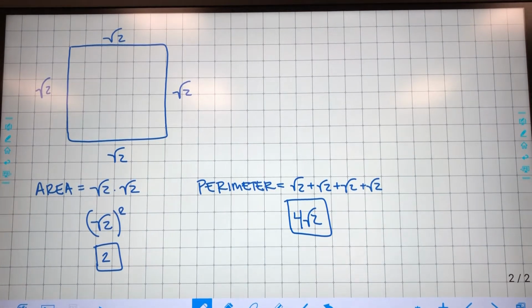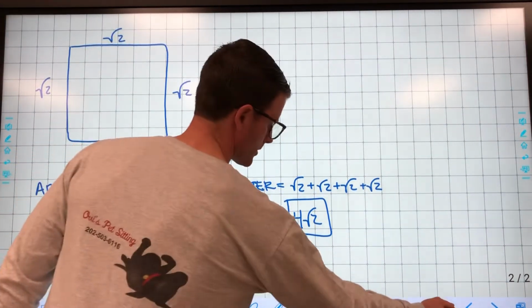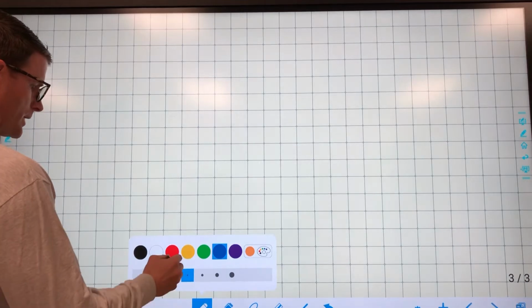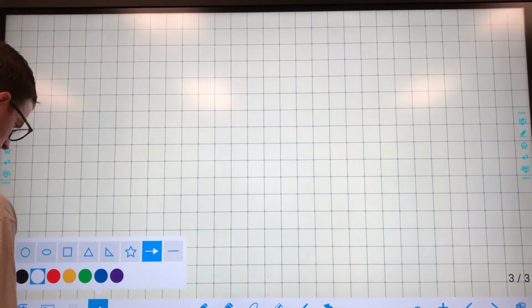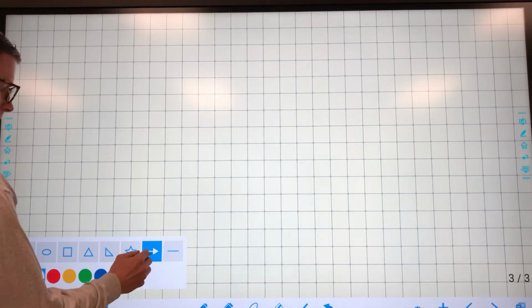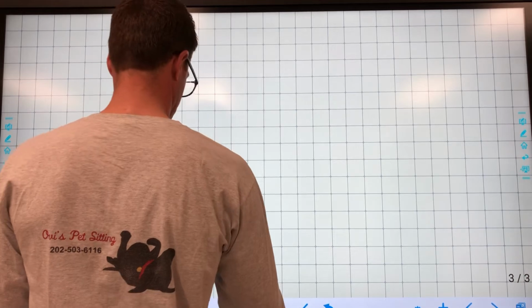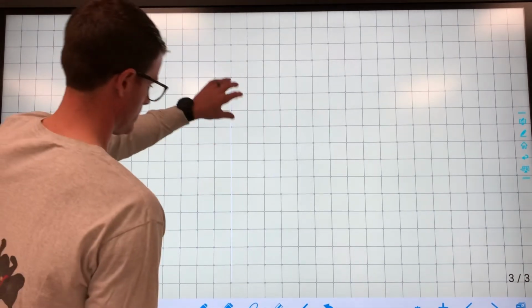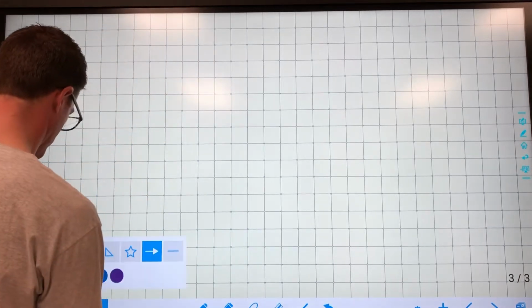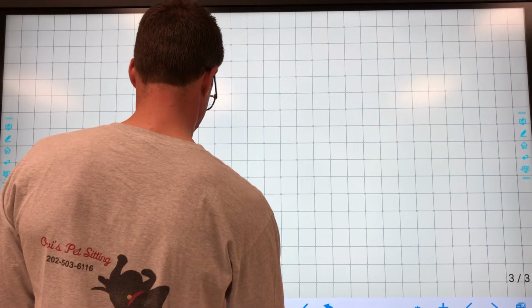All right, so that's one of the problems that you'll see. Next, a little trickier. Let's try to get fancy with this and see how we do. Make a coordinate plane.